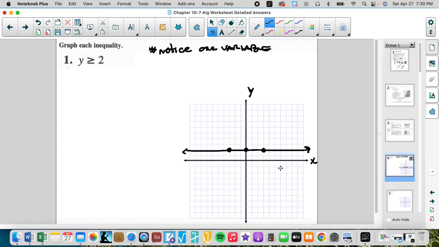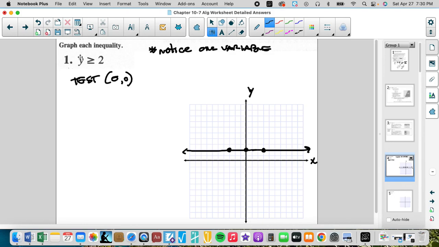If I pick a point and this ends up being true, then I know all the points on this side are true, and all the points on this side would be false. So I have to test a point not on the boundary. The easiest point to test is always 0, 0.